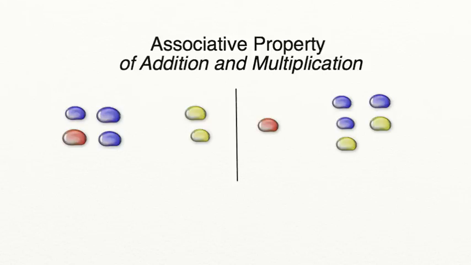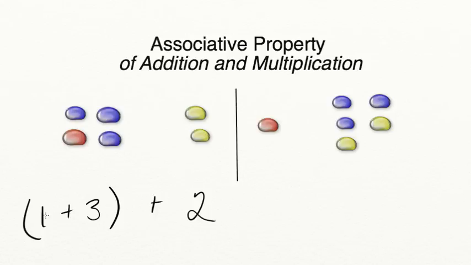So let's go ahead and walk through this. We have over here 1 red jelly bean and 3 blue jelly beans. So in an equation, we would write that as 1 plus 3. Now I put parentheses around this because this is one group. Now we're going to add this group to our group on the right, which is 2 yellow jelly beans.